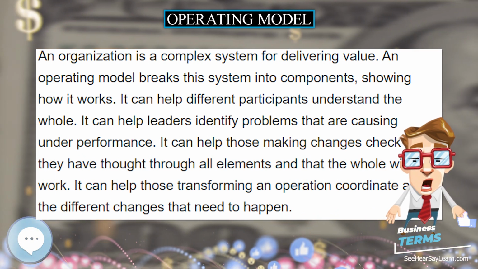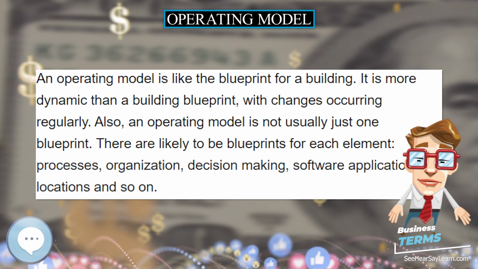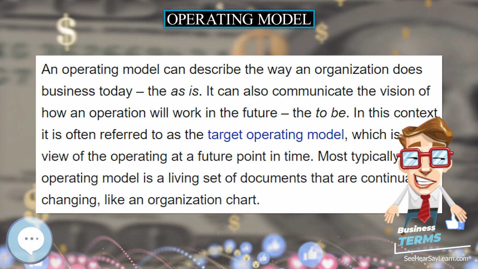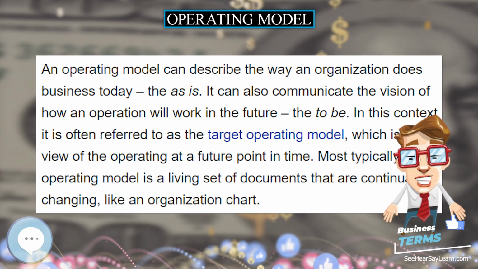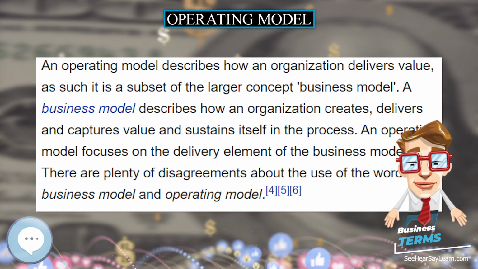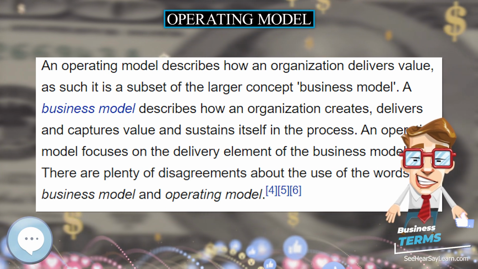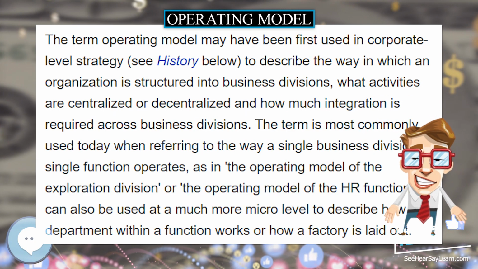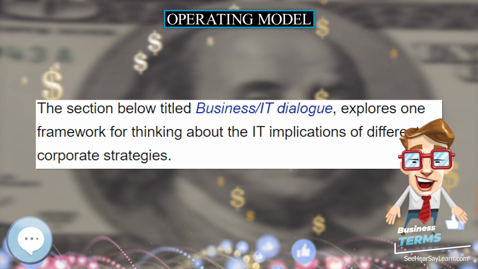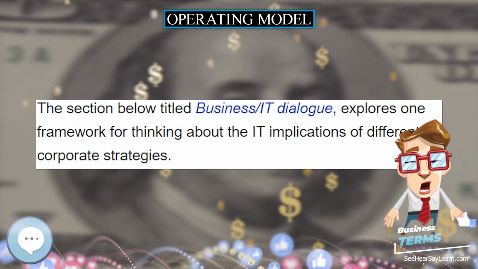The particular set of documents created will depend on what the operating model is being used for. There is no generally accepted set of charts, or at least there is no agreement yet about what charts make up an operating model. The operating model canvas is a tool that displays an operating model on one page and suggests a set of charts and tables that should be created to define a high-level operating model.